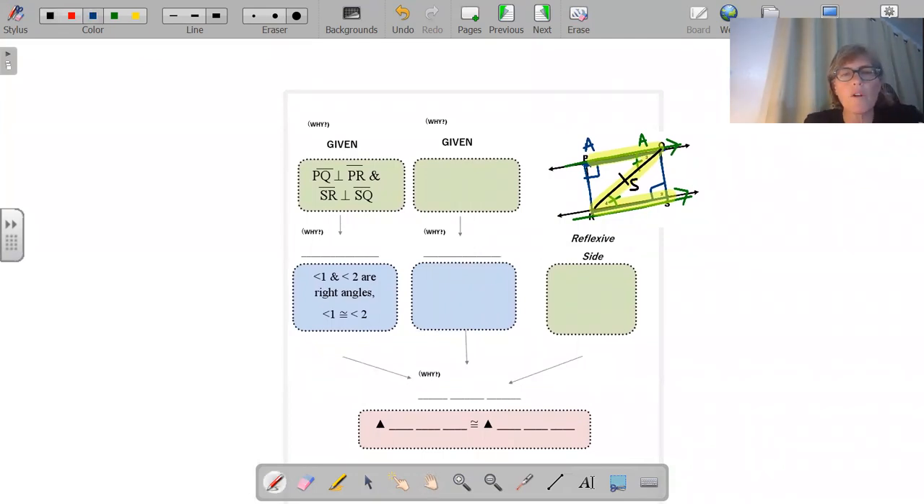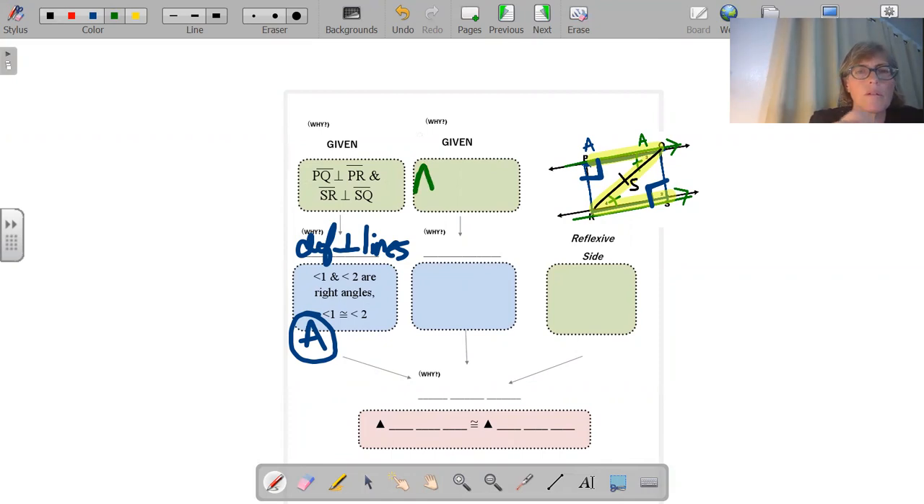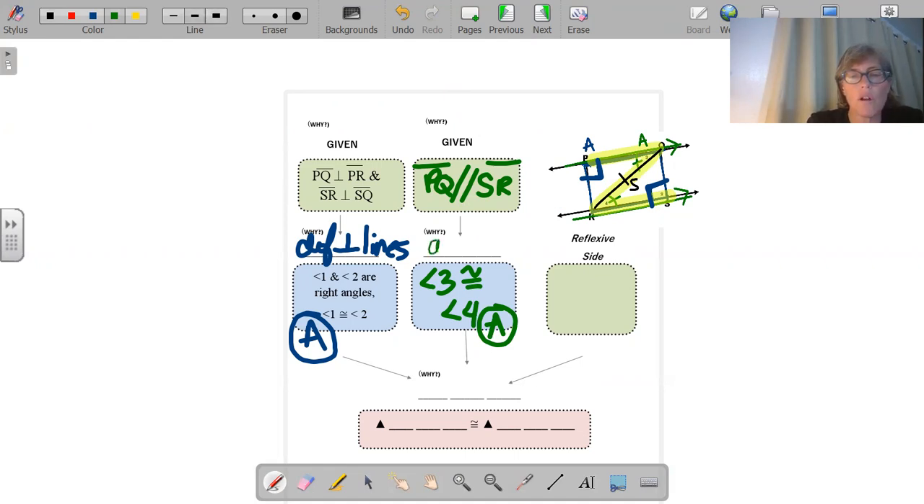Okay, so step number 1, we have our perpendicular angles right here, which gives us angles 1 and 2 are right angles, which forces them to be congruent. So that gets us a pair of angles. Why is that true? Definition of perpendicular lines. What else is true? The fact that PQ is parallel to SR. That's also given. And because of that, we get angle 3 congruent to angle 4. There's a pair of angles. Why is that true? Because alternate interior angles are congruent if the lines are parallel. There's your other pair of angles.